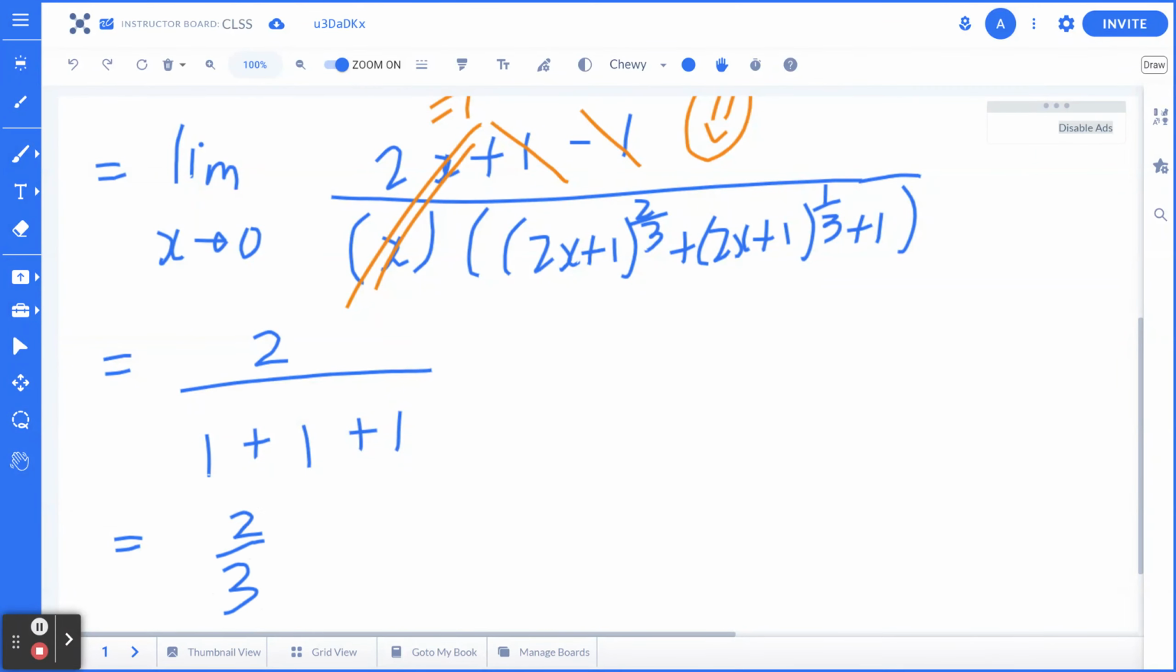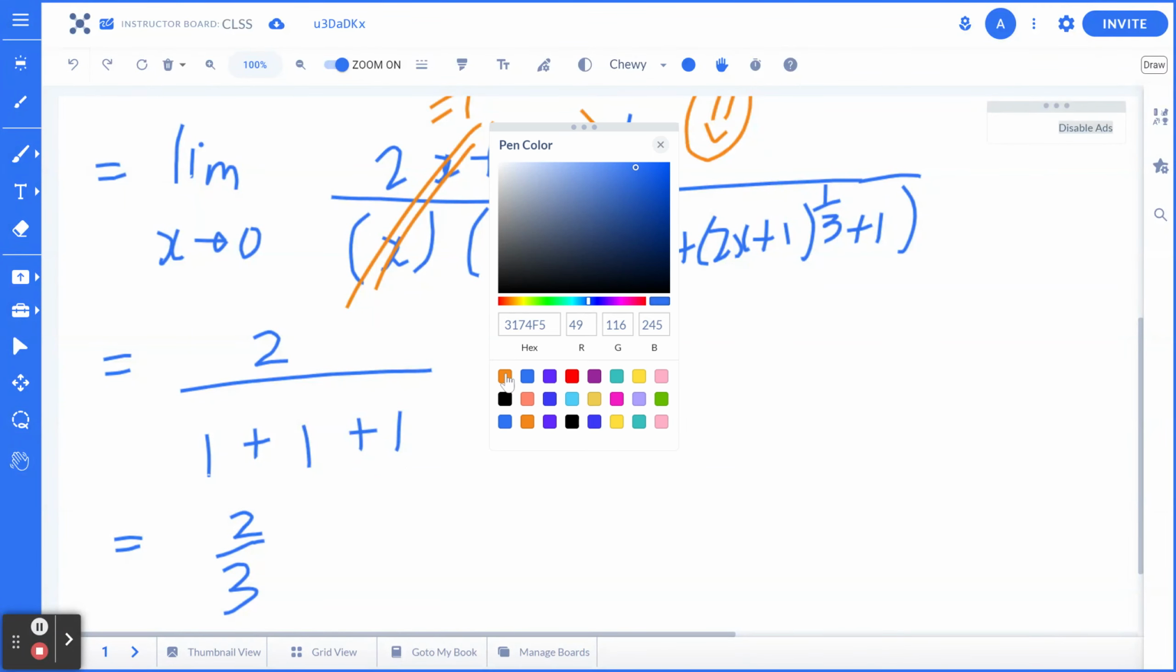Now, one little hint I'll tell you is once you've done enough limits, you would discover these are always the same. So you get 1, 1, 1 in this case. Sometimes it'll be 2, 2, 2. Sometimes it'll be 4, 4, 4. It depends on the function, but that's a little indicator that you're on the right track. So the final answer is going to be 2 over 3.